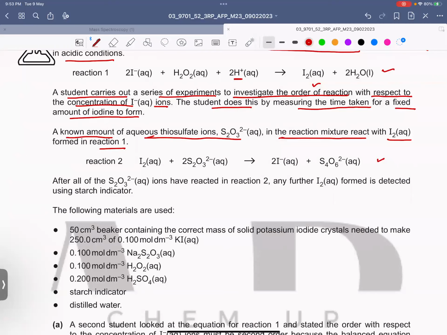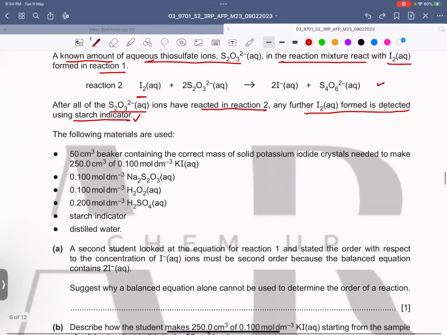After all of the S2O3 negative ions have reacted in reaction 2, any further iodine formed is detected using the starch indicator. You have to remember this as well: whenever we are doing a reaction in which iodine is there, we always use a starch indicator, iodine with thiosulfate. S2O3 negative is a thiosulfate ion.